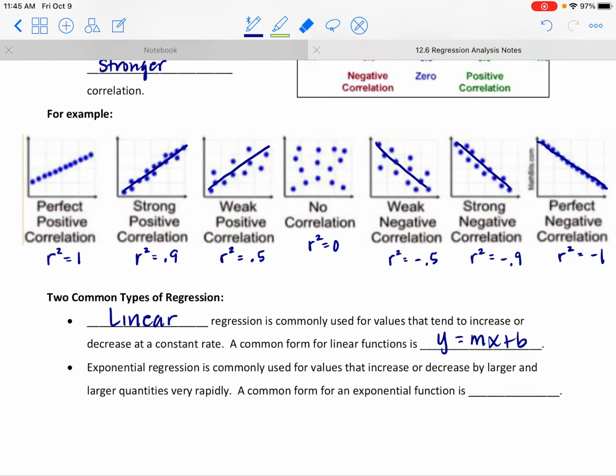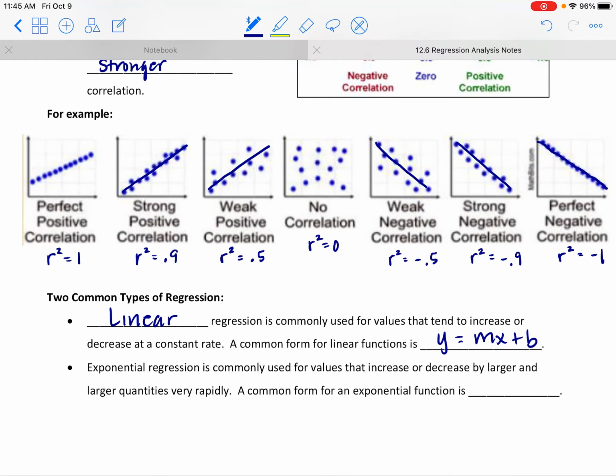Maybe you've seen y equals mx plus b before. It's looking like a little bit of algebra. If that scares you, I apologize. Okay. And then exponential regression is commonly used for values that increase or decrease by larger and larger quantities really rapidly.